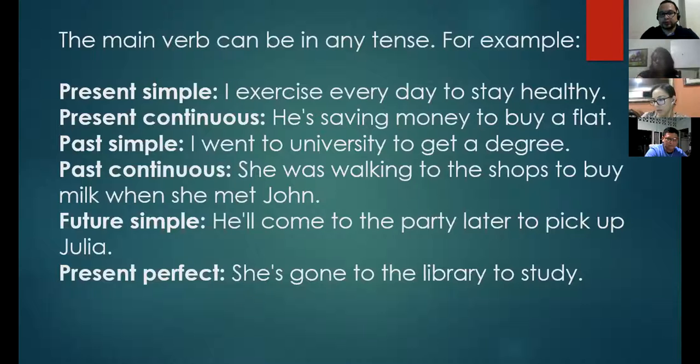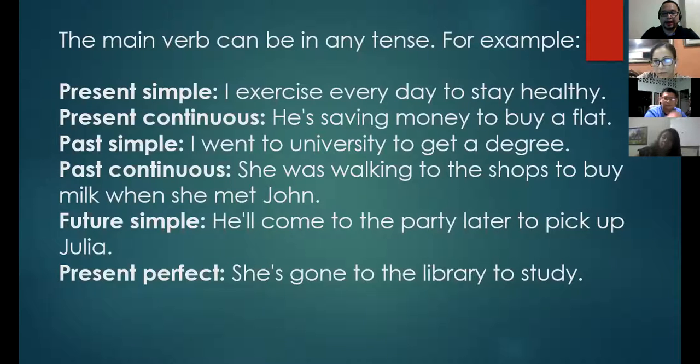Past continuous, cuando realizamos una actividad en el pasado y viene otra y la interrumpe. Okay, if you see, she was walking to the shops to buy milk. Okay, aquí estamos bien. ¿Por qué estaba yendo a las tiendas? ¿Para qué? To buy milk when she met John. Okay, en este caso, John llegó donde estaba ella, entonces paró esa actividad. That's why we use past continuous.